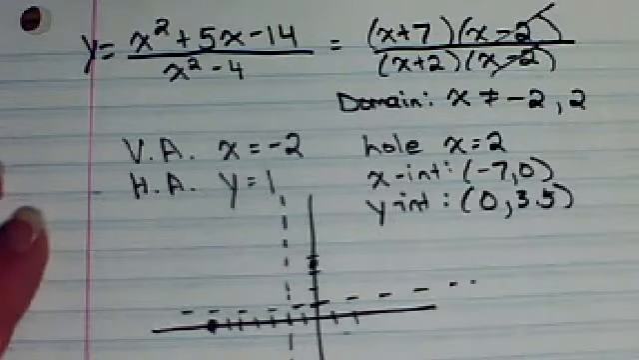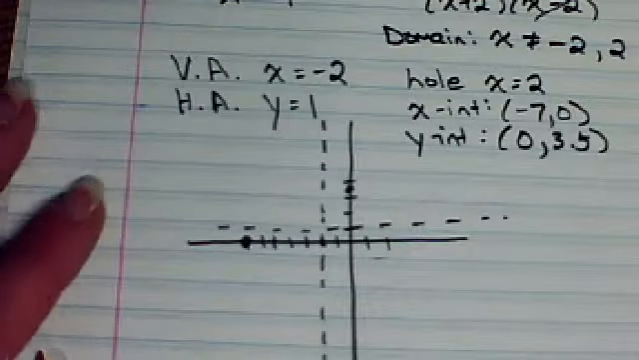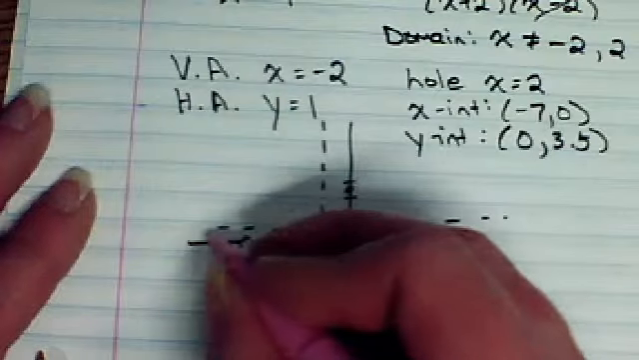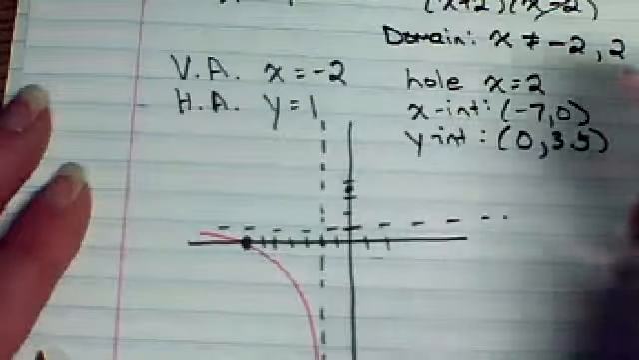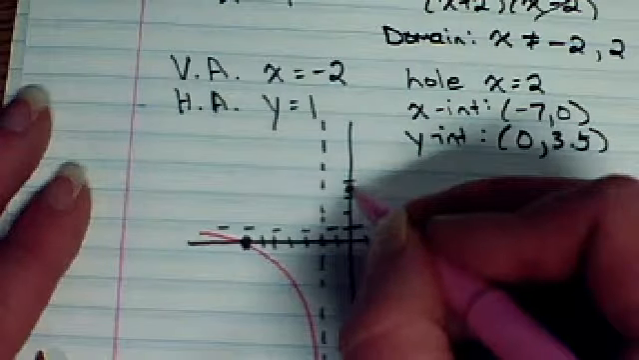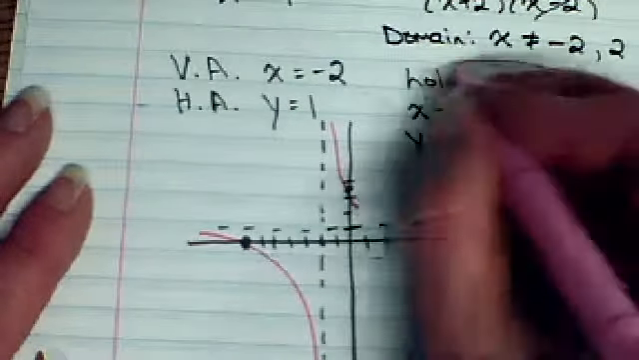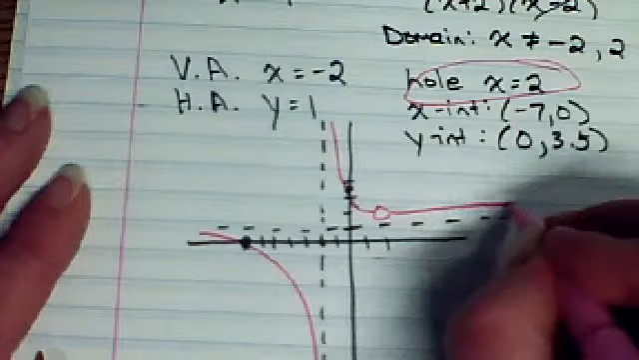Okay, so let's think about how this graph is going to go. Since I have to go through this point, I know I have one branch over here. It's got to go through this point. It's got to get really close to that horizontal asymptote, especially on the edges. Here, I've got to go through that point. But when I get to when x is 2, I've got a hole. So I need to put a hole in my graph. And then I can keep going.